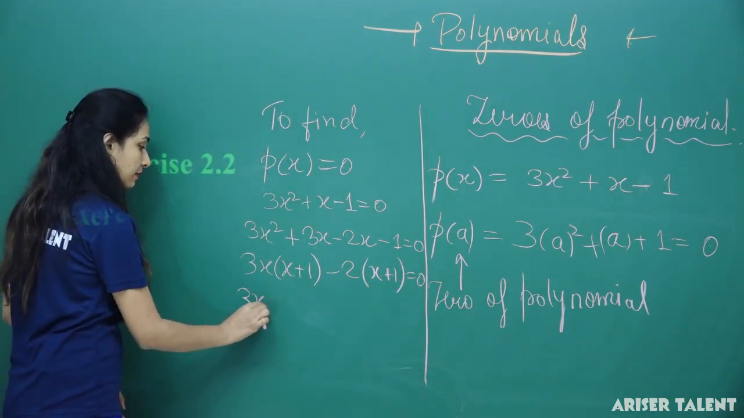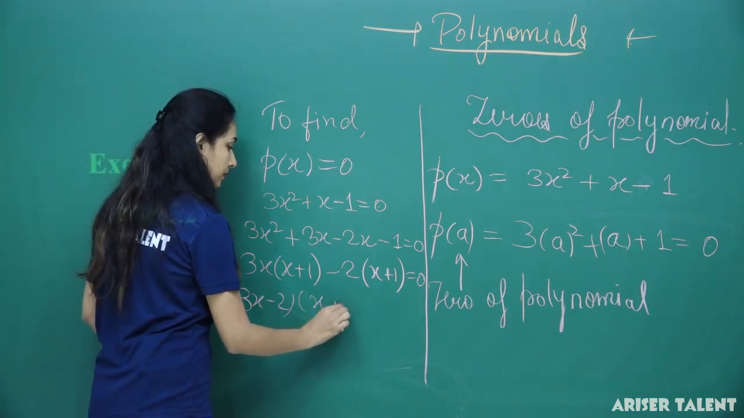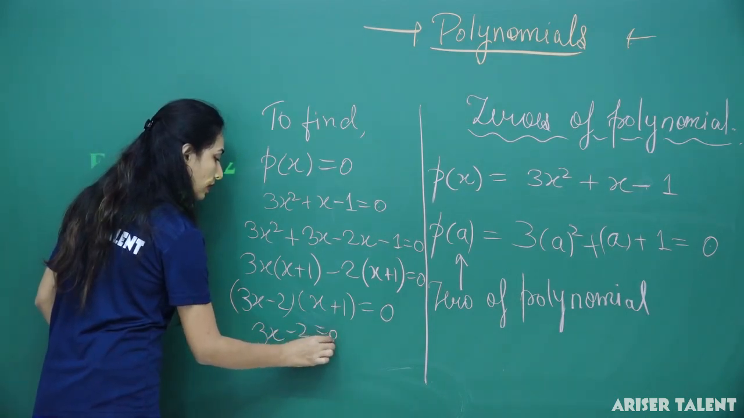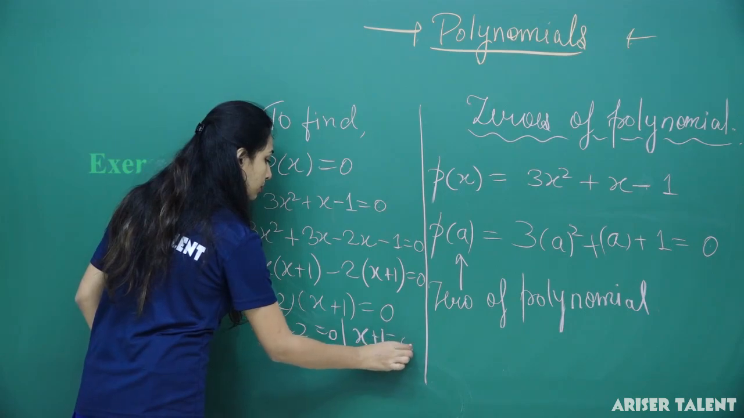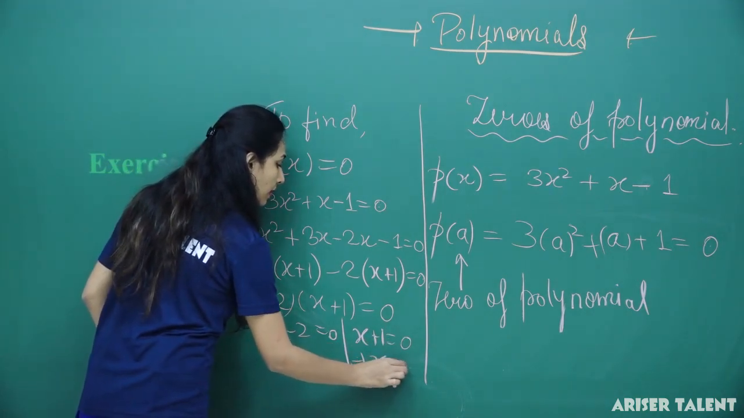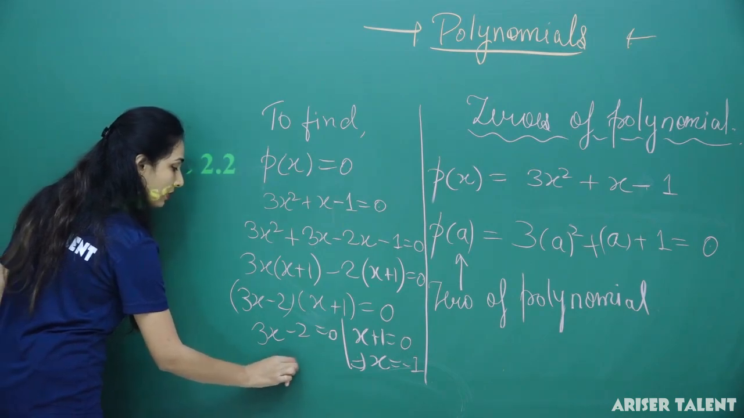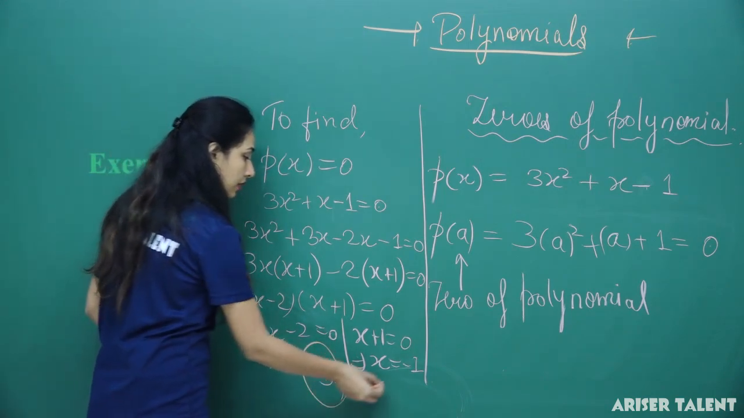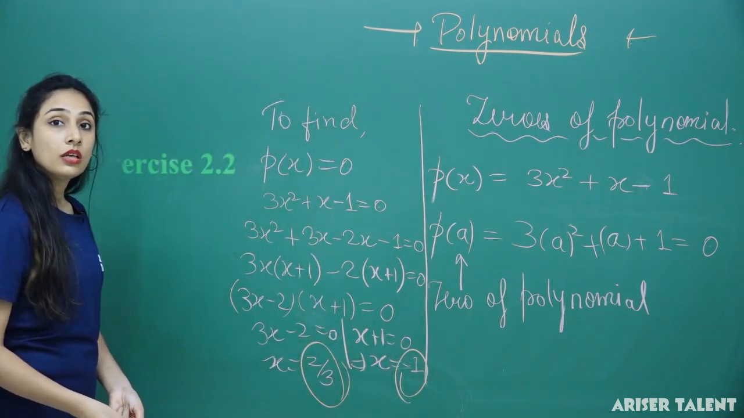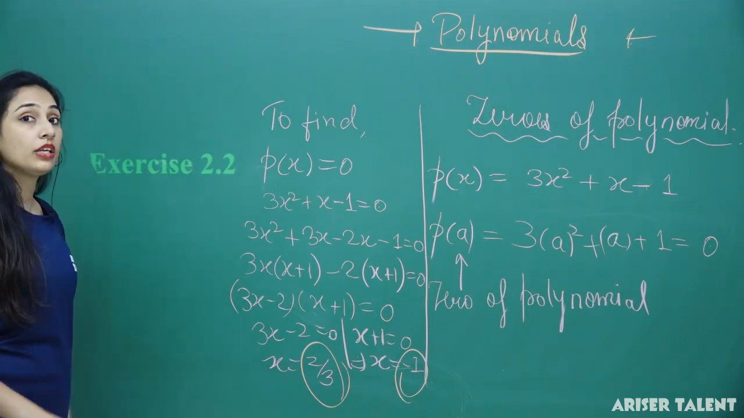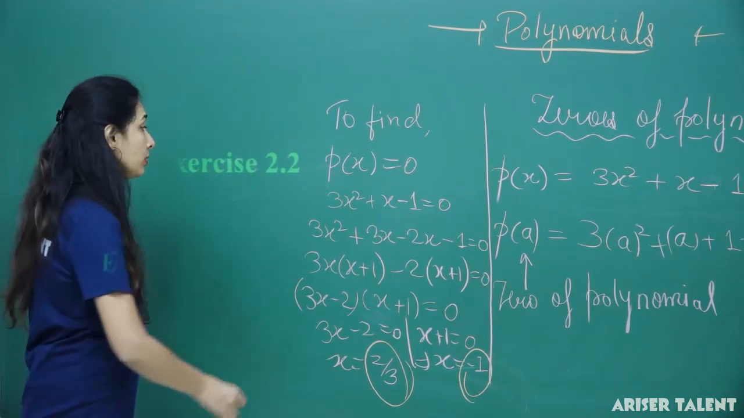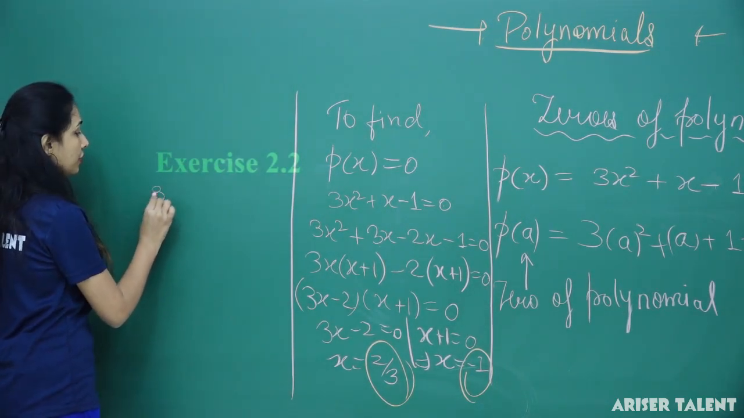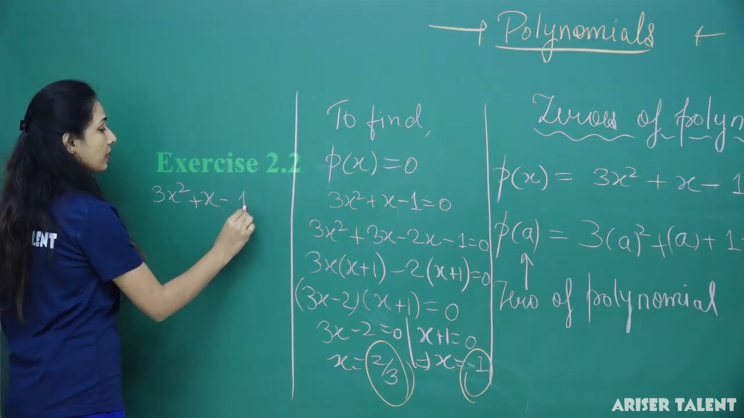Now, that will give you (3x minus 2)(x plus 1) equals 0. From here you will get 3x minus 2 equals 0 or x plus 1 equals 0. If that is so, x will be equal to minus 1, and here x will be equal to 3 by 2. Now, these two values are what? Zeros of the polynomial p(x). Now, how will you know if this is true or not? Okay, come here. You have this equation 3x square plus x minus 1, isn't it?